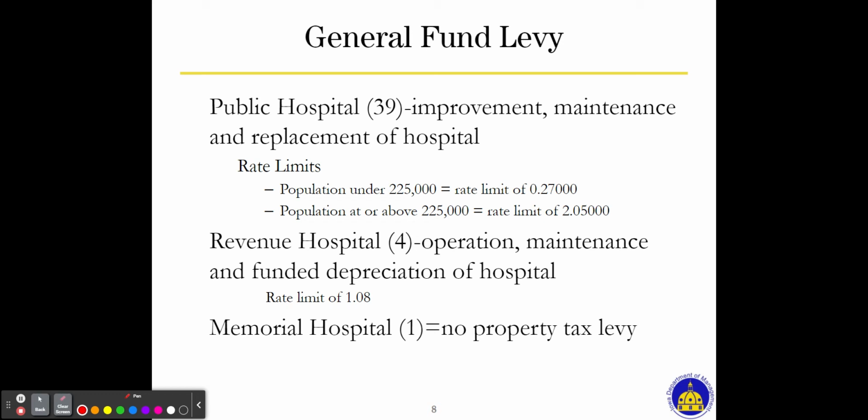For revenue hospitals per the code, there are 4 of those. The general fund is for operation, maintenance, and funded depreciation of the hospital, and the rate limit is $1.08. There is one memorial hospital in the state that levies no property tax.